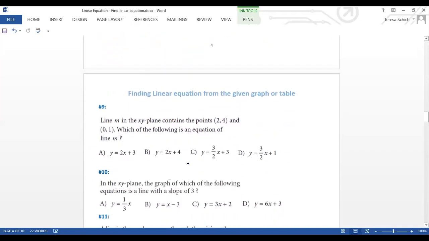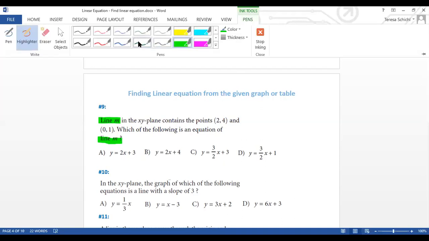All right, so now this one: line m in the xy-plane contains the points (2, 4) and (0, 1). Which of the following is the equation of the line? So they want to find the equation. They try to confuse you, they want you to think m is the slope, but they said this is line m. So they want to find the equation of line m. Don't get confused by it.